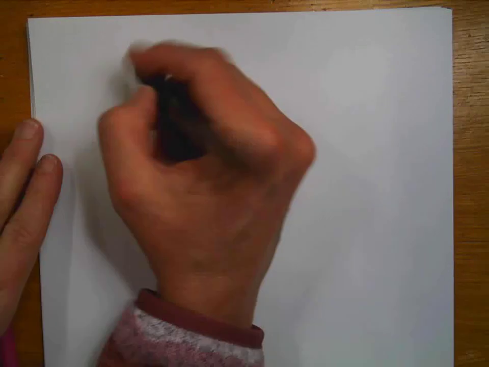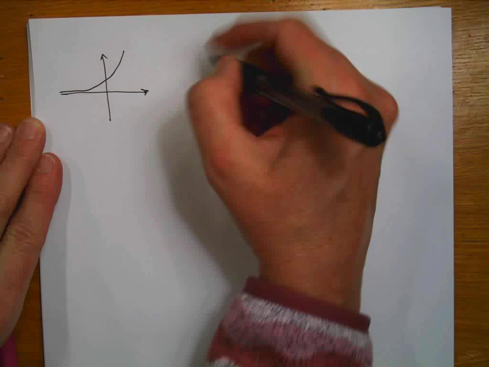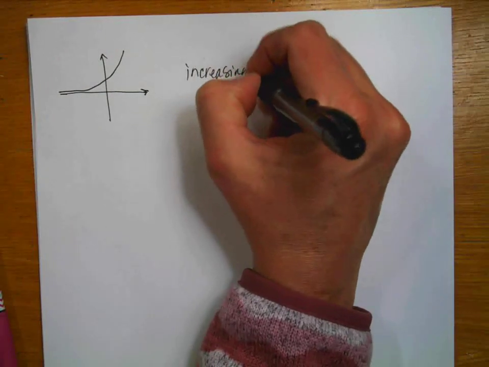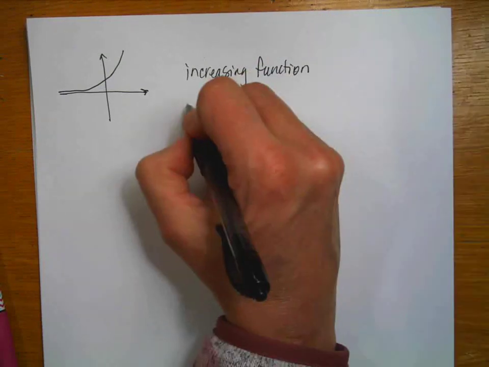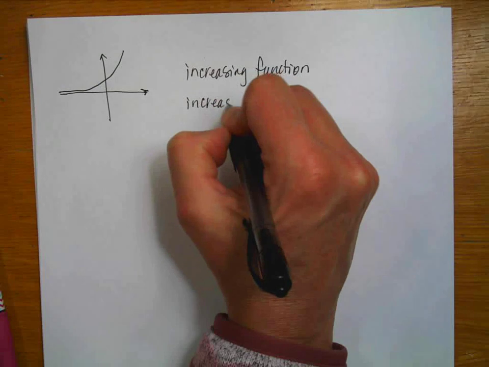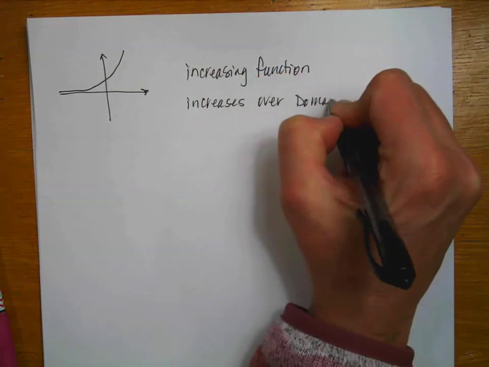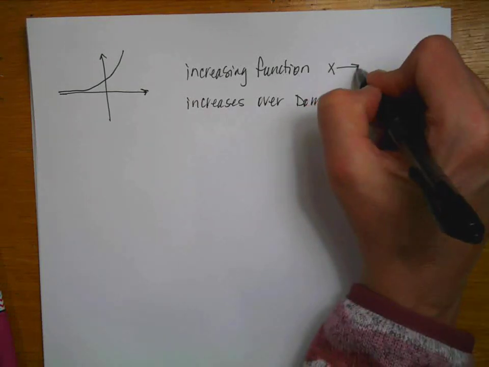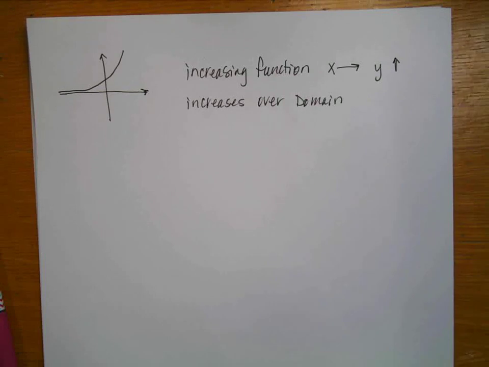The last couple of things that I want to tell you about our graph, and so I'm just going to redraw our graph right here so we can have it for easy reference. It is an increasing function. So we would say that it increases over the domain. Remember that an increasing function means that as the x values get bigger, y values are also going to get bigger.